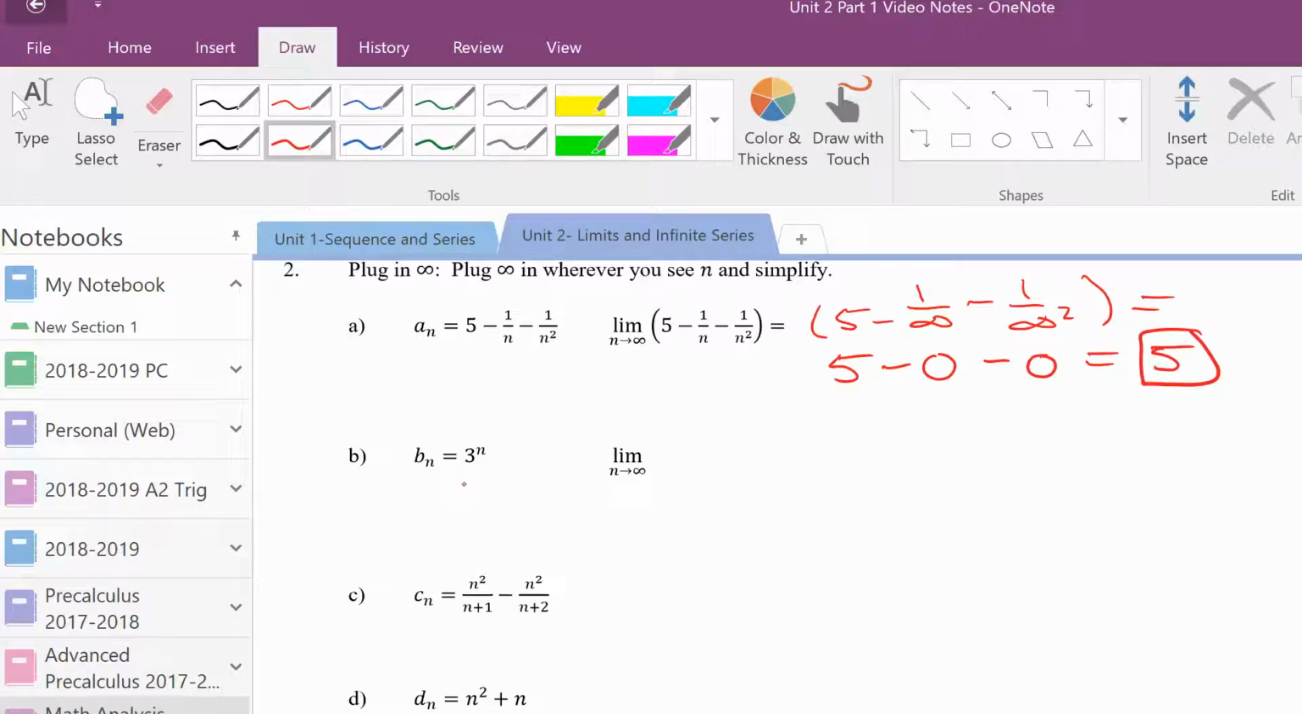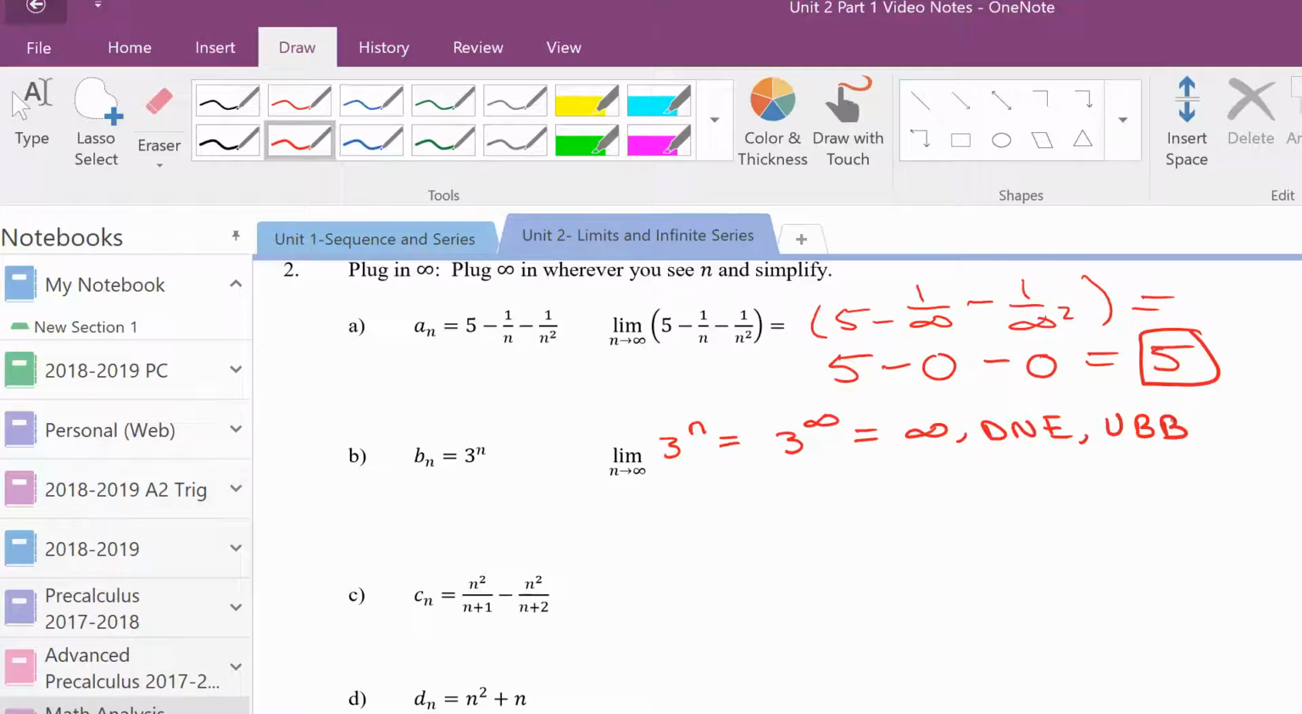So for this function here, the limit as b sub n equals 3 to the n goes to infinity of 3 to the nth power. Well, 3 to the infinite power is equal to infinity, which means it does not exist because it's unbounded behavior.